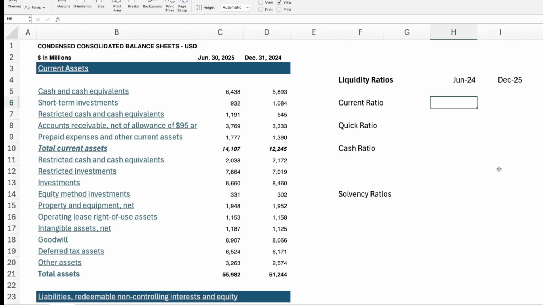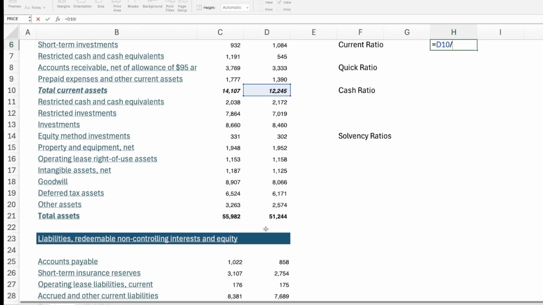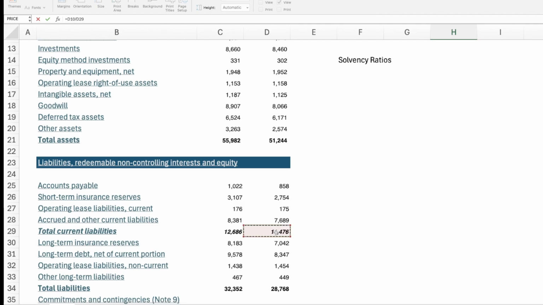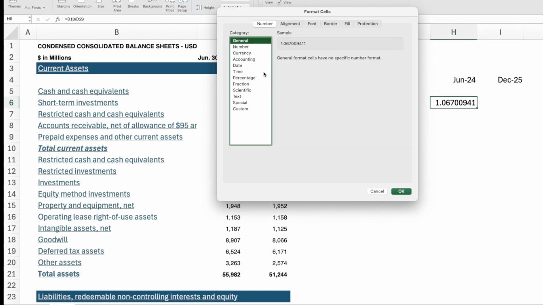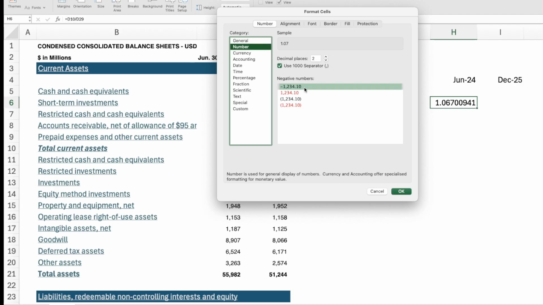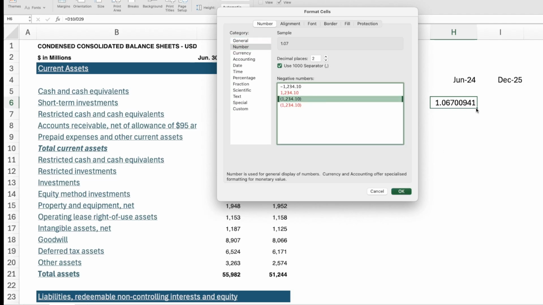So your current ratio: for June 24, we take our total current assets and divide it by our total current liabilities. When it says current, it means its ability to meet its obligations. Current is anything that's going out in the next year, or can be used within the next year. So current for 24 is 1.06. Let's put this into numbers, 2 decimal places.